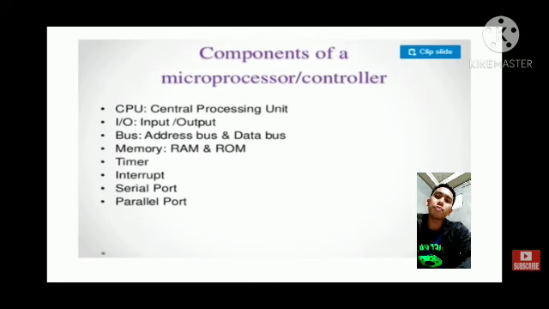Now let's go to the components of the microprocessor and the controller. CPU, the central processing unit. The I/O, the input-output unit. The bus, address bus and data bus. The memory, of course, the RAM and the ROM. Timer, the interrupt, serial port, and parallel port. Those were the components of the microprocessor and controller.